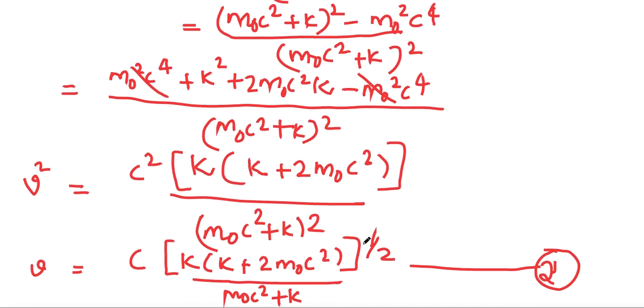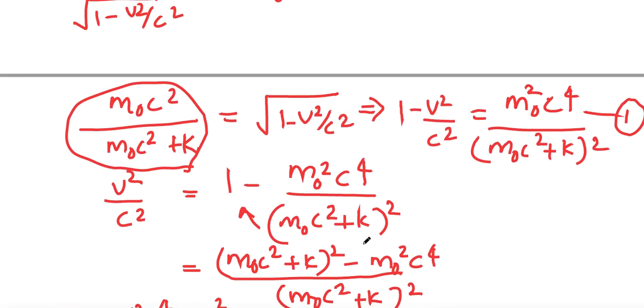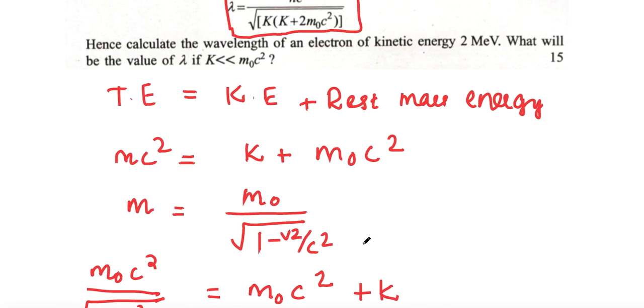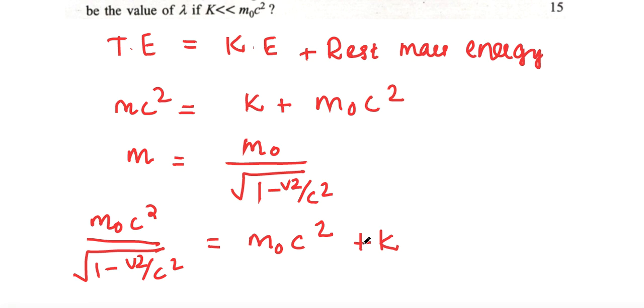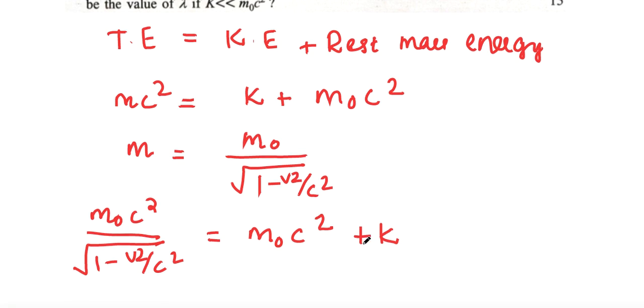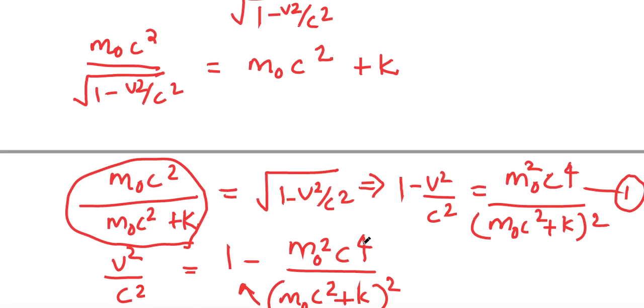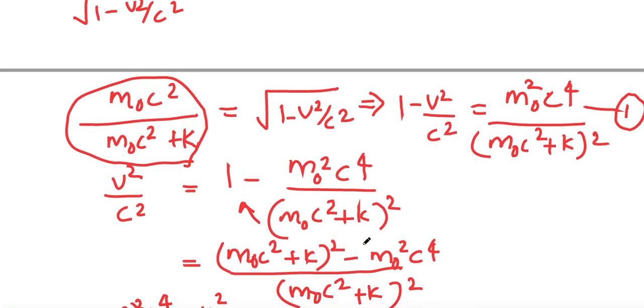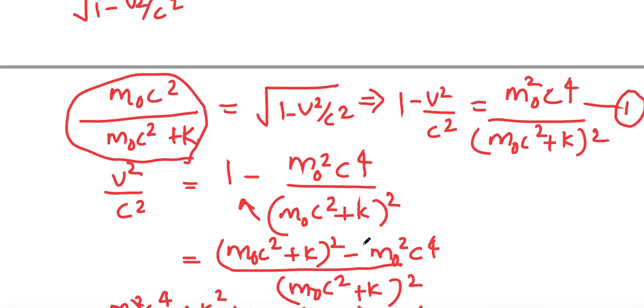This is quantum mechanics with a little bit of relativity. We have taken that the total energy is kinetic energy plus rest mass energy. We know that total energy is m c square, where m is written as m0 by root of 1 minus v square by c square. So we substitute that, and we get the total energy m0 c square by root of 1 minus v square by c square equal to m0 c square plus k. m0 c square is the rest mass energy. Now we manipulate that equation and arrive at an expression for 1 minus v square by c square.